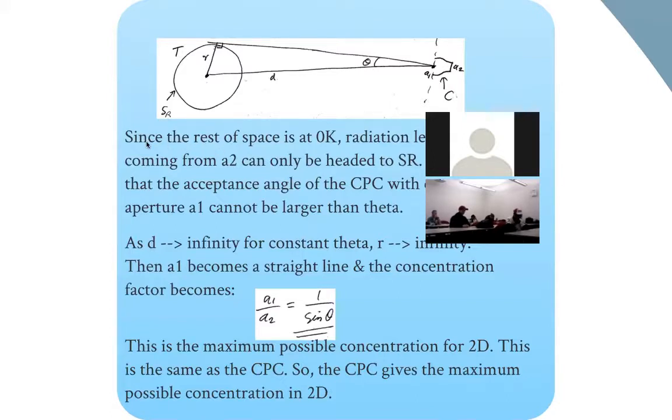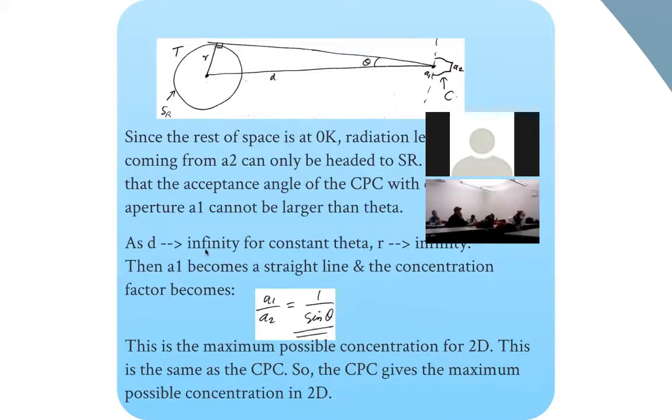So since in our universe the rest of the space is at 0 Kelvin, radiation leaving A1, which is the open area of the entrance aperture of the CPC, and coming from A2, which is the only black body on this side, the only place it can go to is the source, SR. This implies that the acceptance angle of the CPC with entrance aperture A1 cannot be larger than theta. Which of course is obvious, because anything that leaves here, there's nowhere else for the light to go. It can only go here, which means that any light that comes in or leaves must have an extreme angle of theta, because there's nothing else.